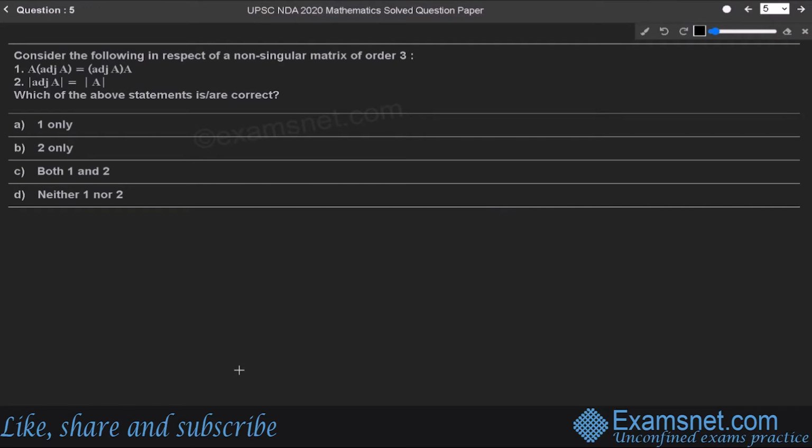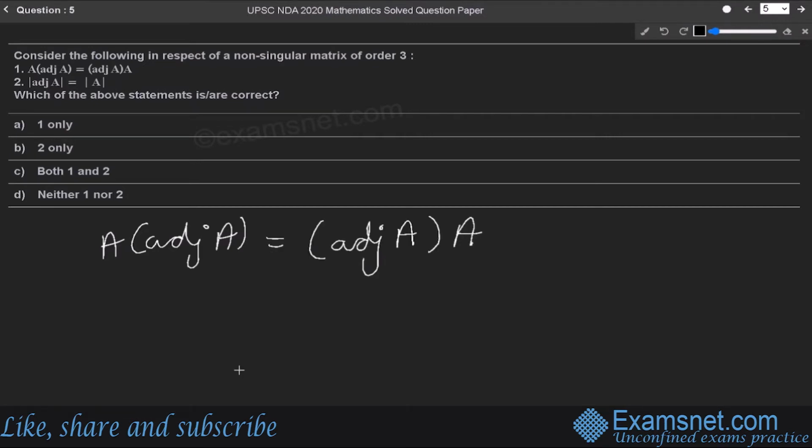Next question is, consider the following in respect of a non-singular matrix of order 3. Which of the above statements is or are correct? Now let us see the statements. Statement 1 is A of adjoint A is equals to adjoint of A into A. We already know that this is a statement which is given in all the books. So we can say that statement 1 is correct.